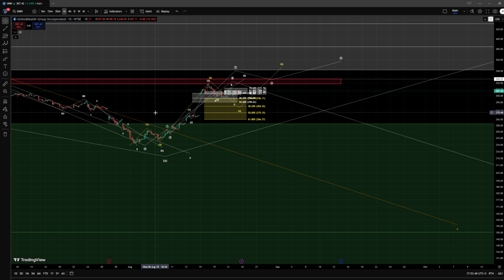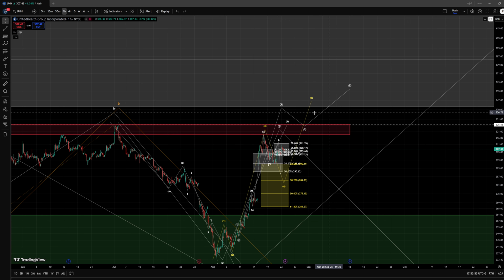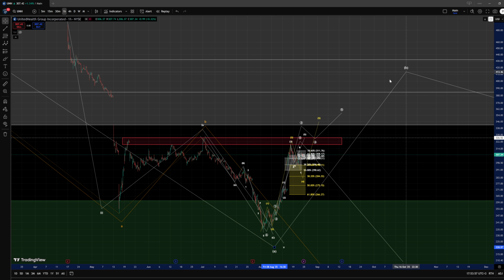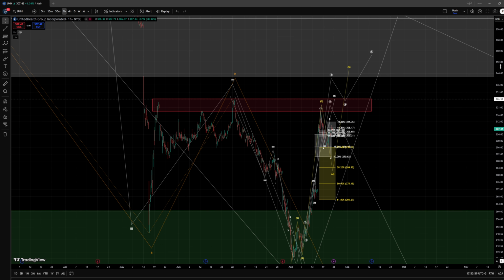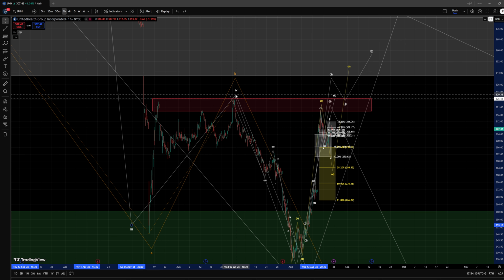Now, since we are mainly tracking the white scenario, we can only confirm that we are within the B wave here once we actually break above the $326.5 level, which I marked here with this dashed line in white, which would also be the B wave, the wave 4 top in white in this area.